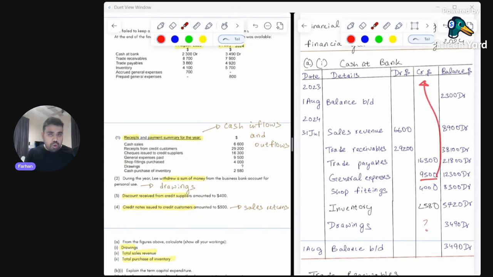simply because the balance is going down because it's an asset, and when assets go down, we credit it. The reason this went down in value is because of the general expenses, which is what we include in the details column. So now 9,500 credit gets deducted from 21,800 debit, which leaves us with 12,300 debits. Okay.